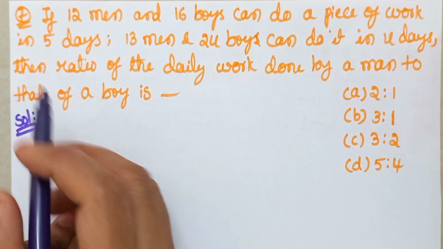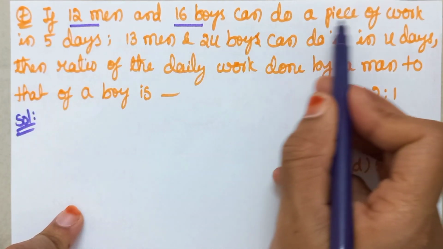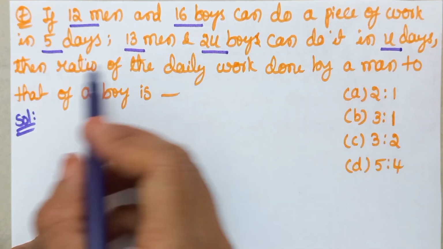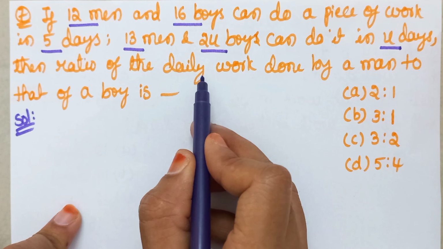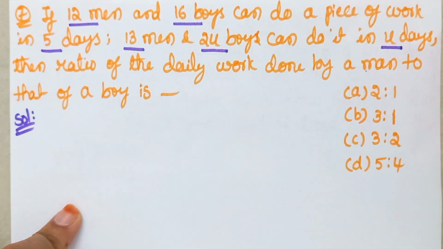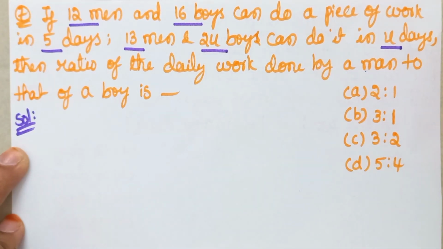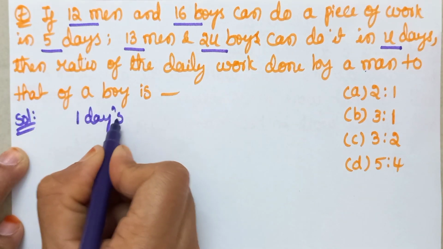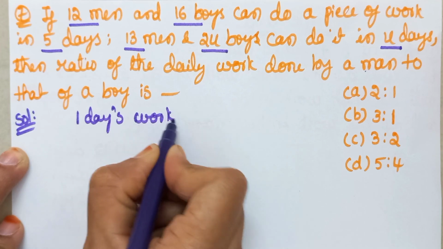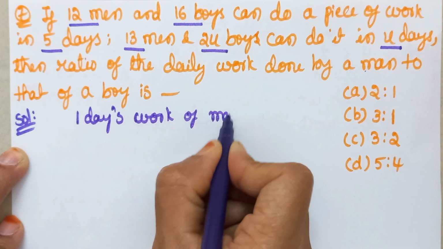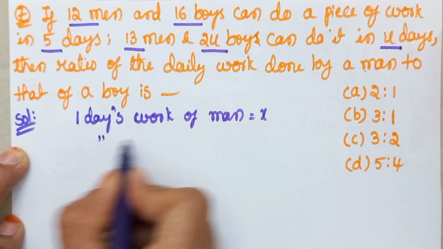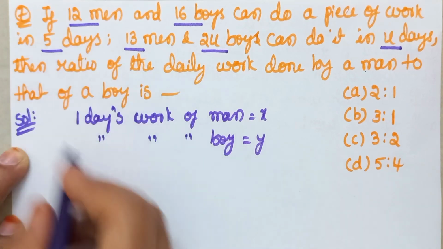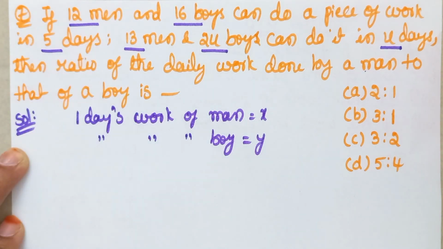Example of our session: if 12 men and 16 boys can do a piece of work in 5 days, and 13 men and 24 boys can do it in 4 days, then find the ratio of the daily work done by man to the boy. That is the question asked. For this type of question, we have to find the equations first. So let us assume the 1 day's work of man as x, and 1 day's work of boy as y. Then we can write the expression for the given statement.